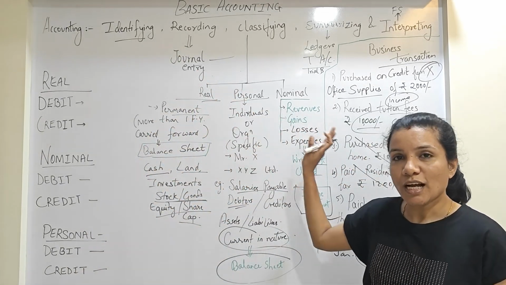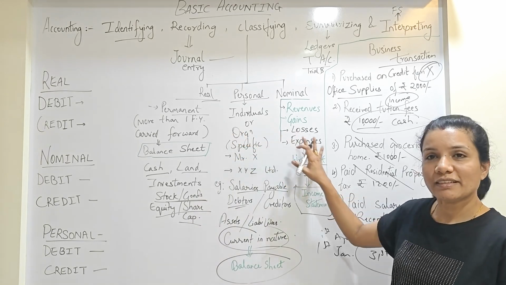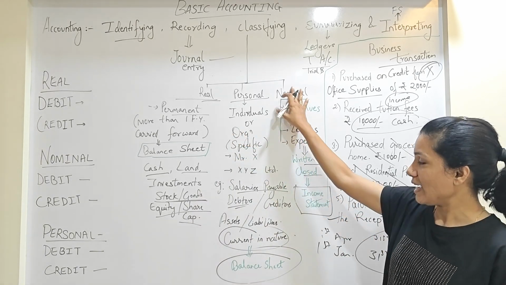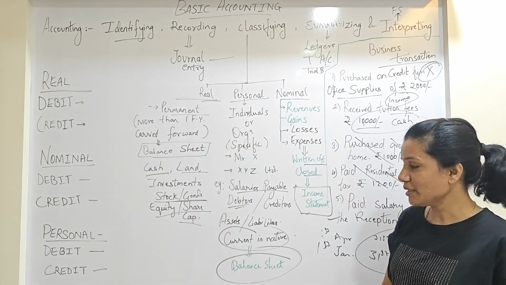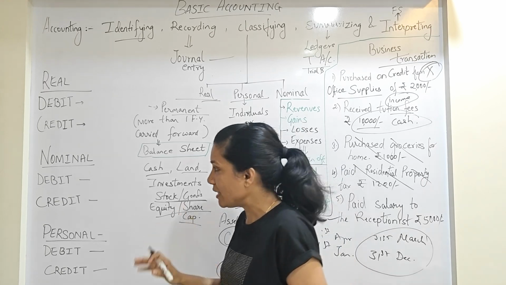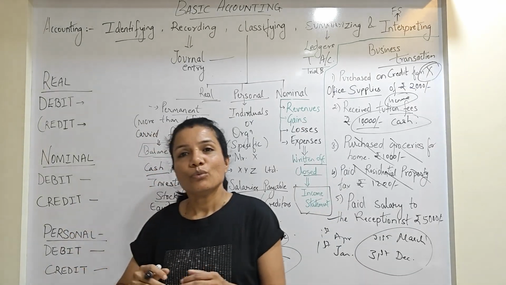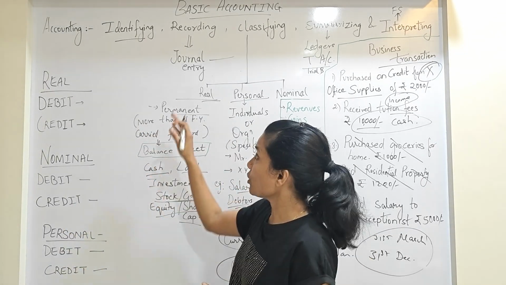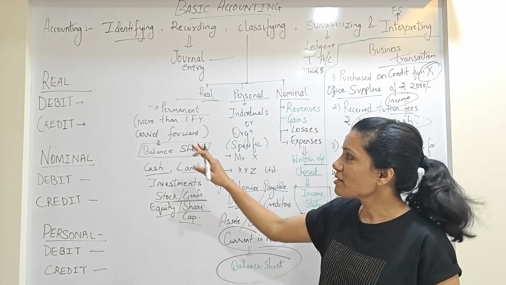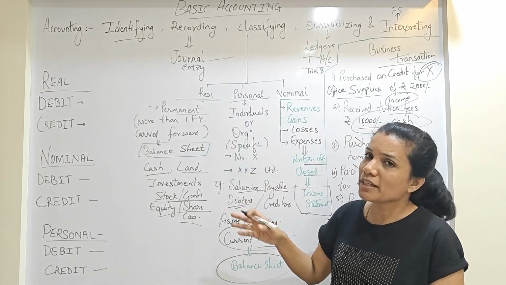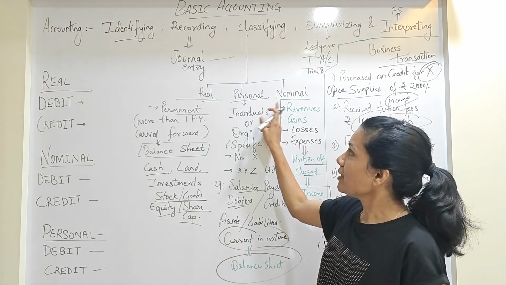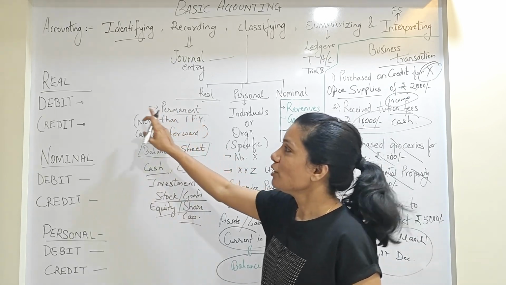So the accounts are classified in three categories. We understood that nominal goes to the income statement, and the remaining two can come to the balance sheet. Now, what next? We said that in order to pass journal entries, we must classify the accounts. Now we've classified the accounts. What now? On the basis of classification, the rules apply.